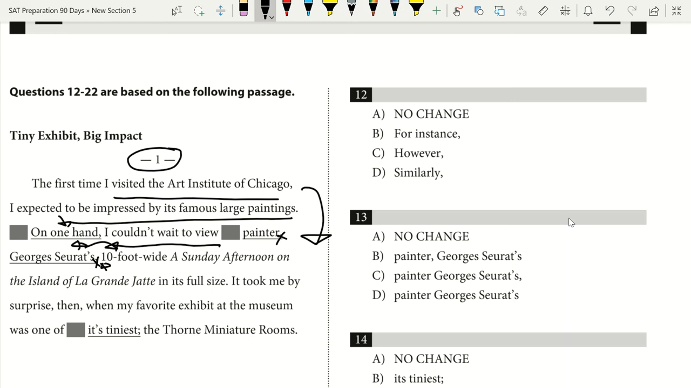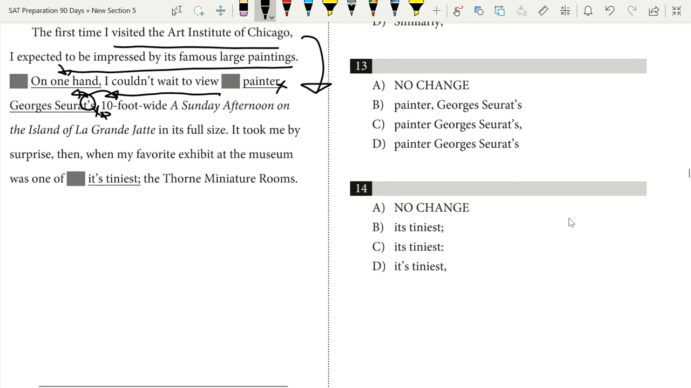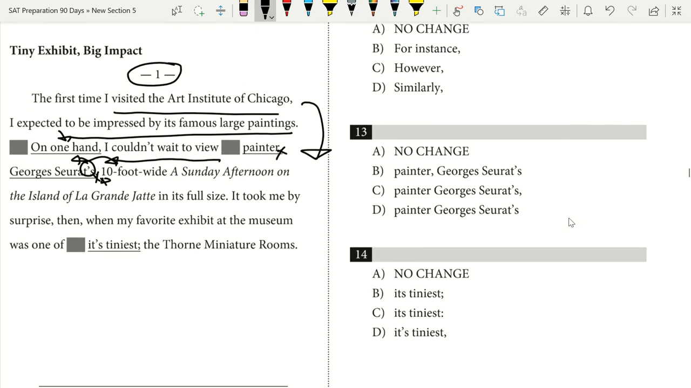We want to keep the fact that he owns that 10-foot-wide painting together, so we don't want to split that up with a comma. Now he does own it, so he does need this apostrophe here. So we're going to look for something that gets rid of those commas. We see that that's answer choice D for 13. So the answer for 13 is going to be D.